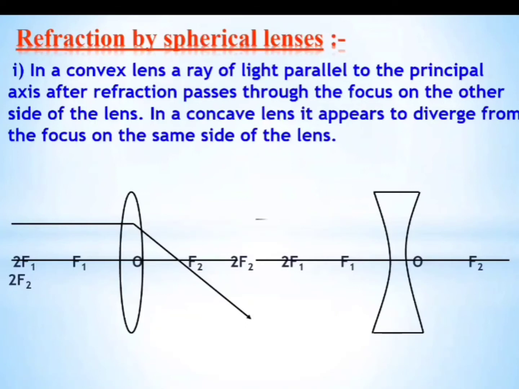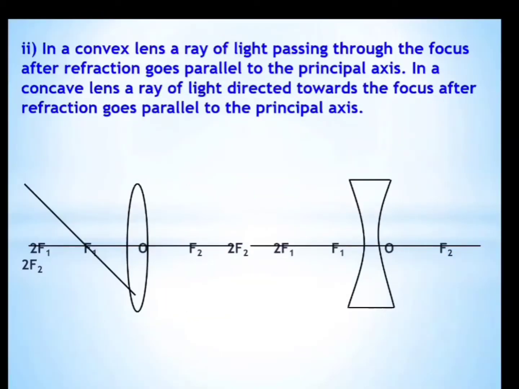Whereas in a concave lens, the ray of light going parallel to the principal axis after refraction diverges in such a manner that it appears to be emerging out or coming out from a point that is the focus. So the ray of light passing through the focus after refraction goes parallel to the principal axis, whereas in a concave lens the ray of light directed towards the focus after refraction goes parallel to the principal axis, right?